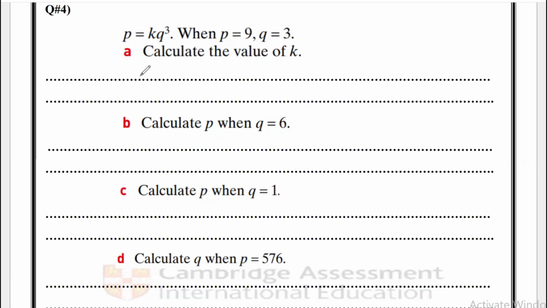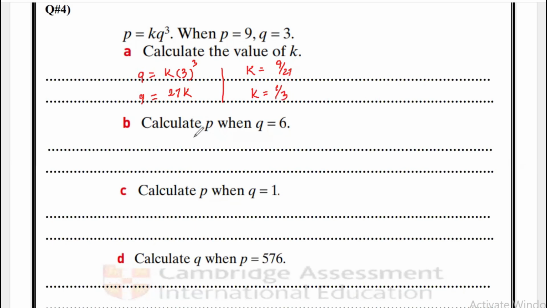So we know the value of P and Q, and as the value of P is 9 and the value of Q is 3, so 3 cubed. That means 3 cubed is 27. K. So we can say that K is equal to 9 over 27, which is 1 over 3. And we found the value of K.